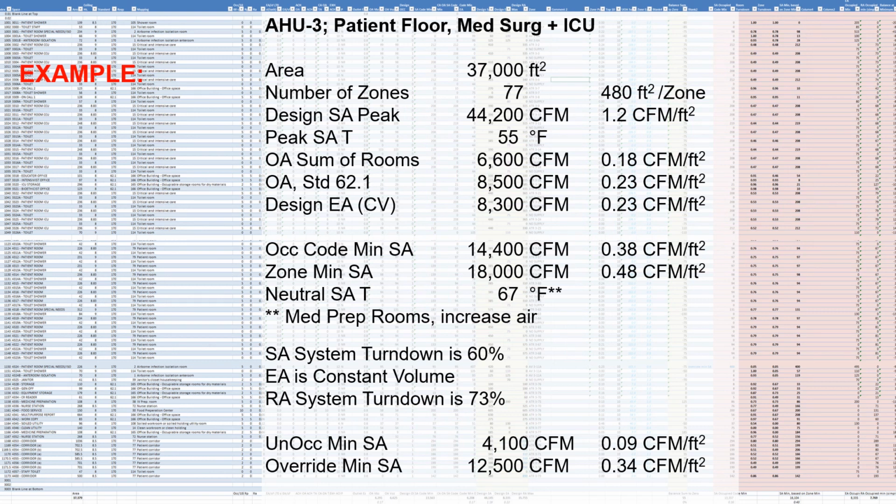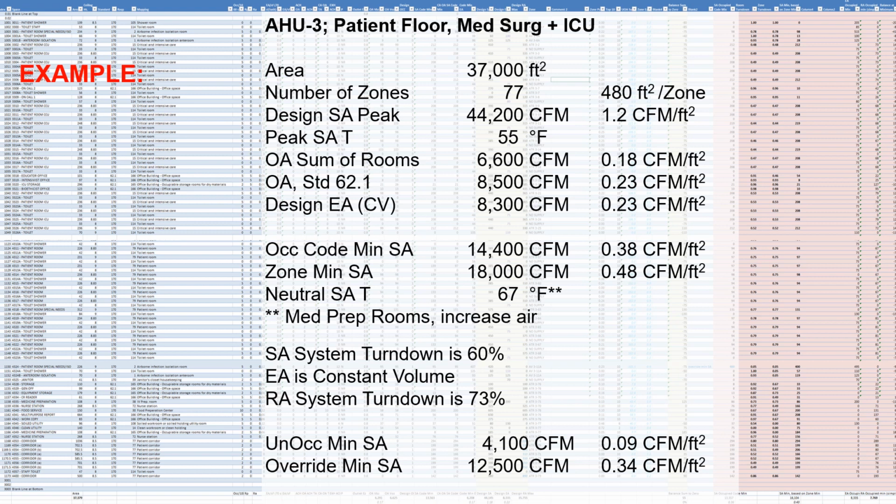So that sounds like a whole lot of calculation work, and it is. Which is why we're doing this presentation and talking to different design engineers. So the best thing to do is to look at an example. This is an example of a 37,000 square foot patient floor, 77 zones on the floor. The design air peak was 1.2 CFM per foot, and for the peak supply air during the summer, we would be using a supply air temperature of 55 degrees.